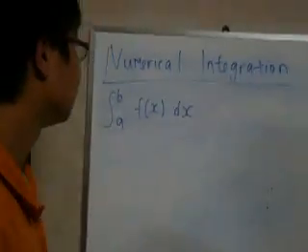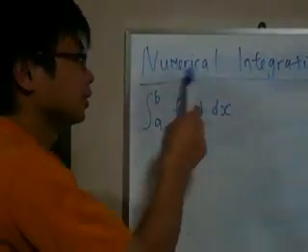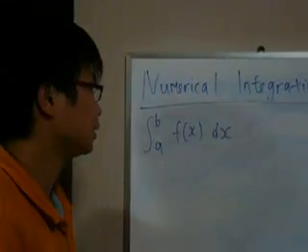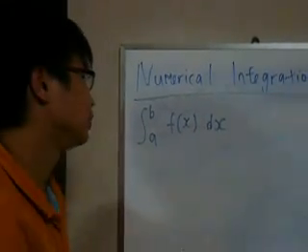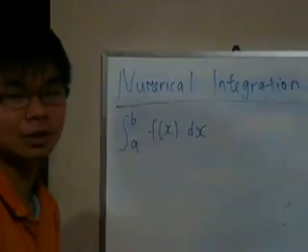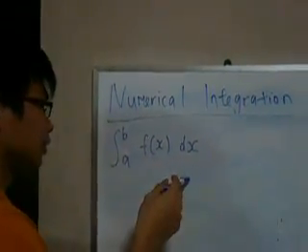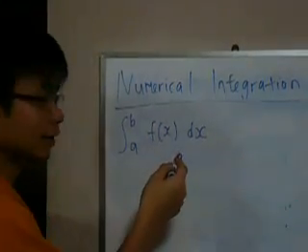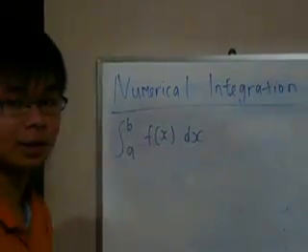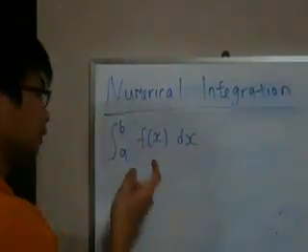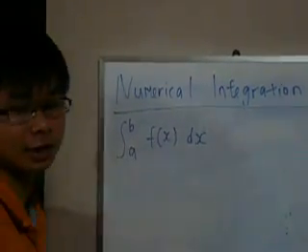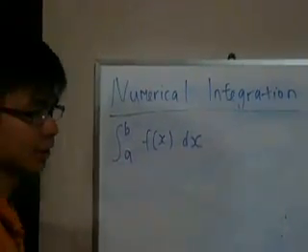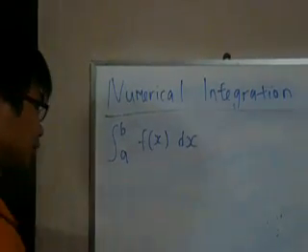Okay, now I'm going to touch on something we call numerical integration. What is numerical integration? Numerical integration is basically the calculation of a definite integral. A definite integral is of a function f(x) from a to b. Let me show you one example of how you solve a definite integral.